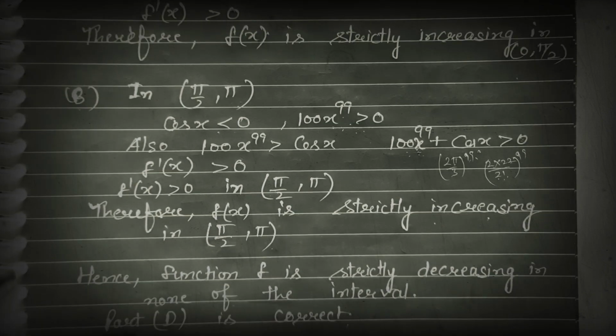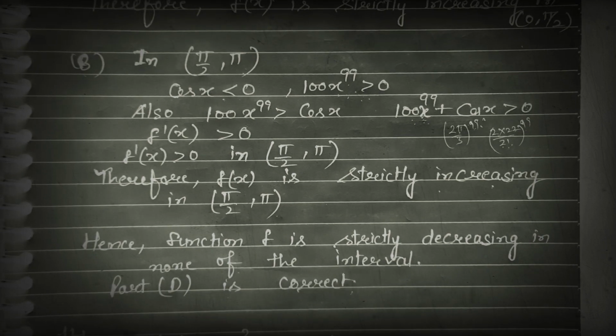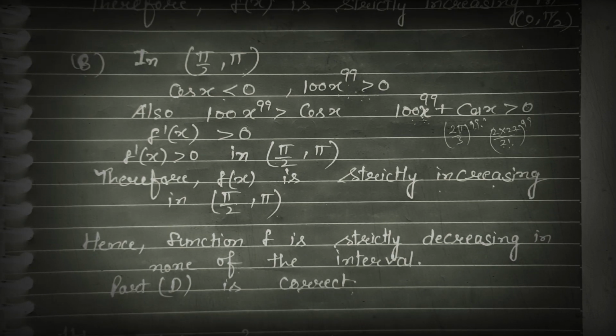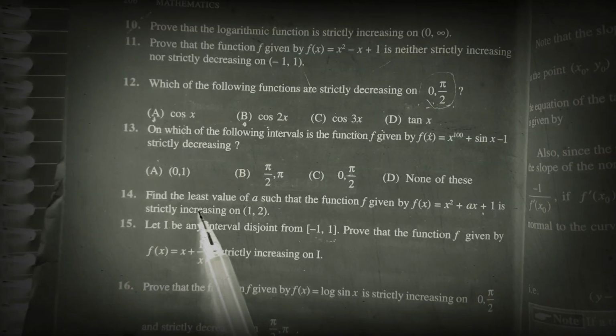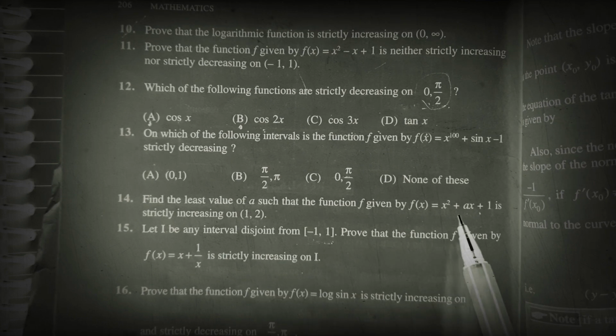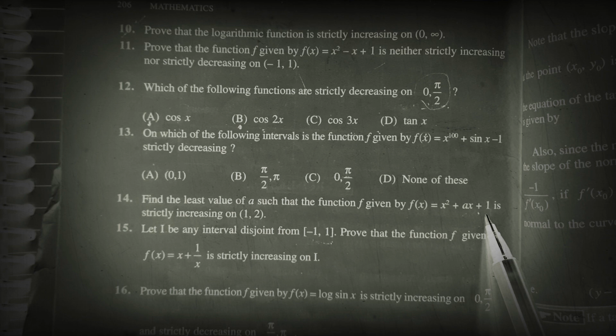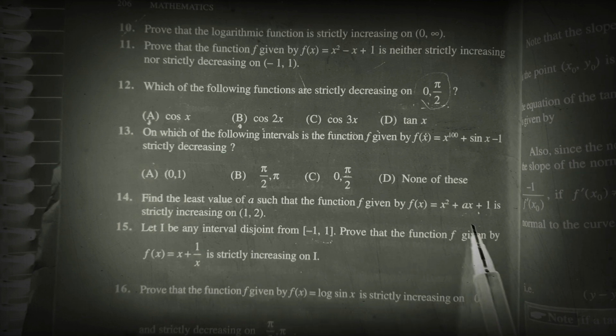Now come to the 14th question. f(x) is equal to x square plus ax plus 1 is given. You have to find the value of a, the least value of a in this question. Look at question number 14. Find the least value of a such that the function f given by f(x) is equal to x square plus ax plus 1 is strictly increasing on (1, 2).